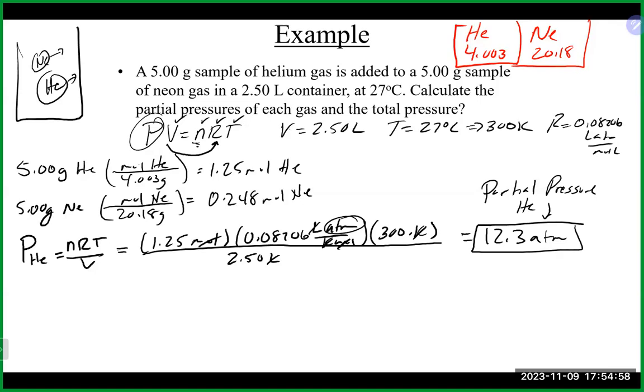Other questions? All right, so we're also going to calculate the partial pressure here of neon, which is pretty much the same calculation. Really, the only thing that's going to differ is the number of moles, as they're basically both in the same container. So we'll use the moles for our neon here, 0.248. Everything else, again, going to be the same.